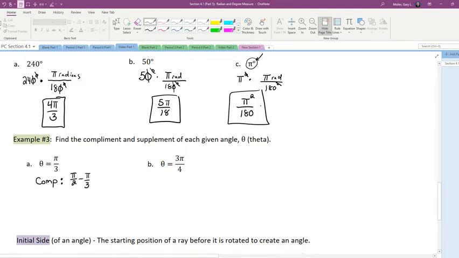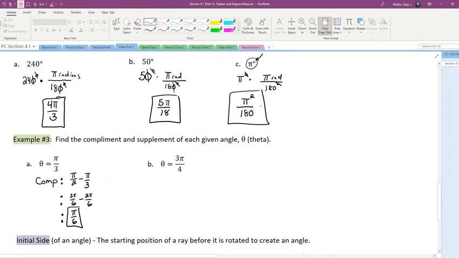Now, I already know if I convert that pi over 3 is, what, 60 degrees? And so we're talking about an answer of 30 degrees here, or pi over 6. But we can also just trust in the math. I need a common denominator to subtract fractions. So I'm going to multiply by 3 over 3, giving me 3 pi over 6, minus, and then 2 over 2 gives me 2 pi over 6. And just as I suspected, I am left with an answer of pi over 6. So the complement of pi over 3 is pi over 6, and vice versa.